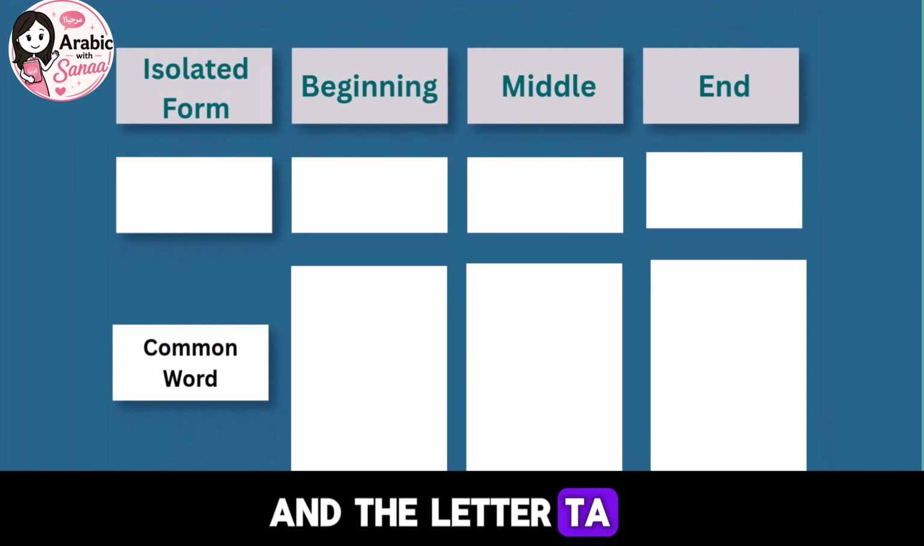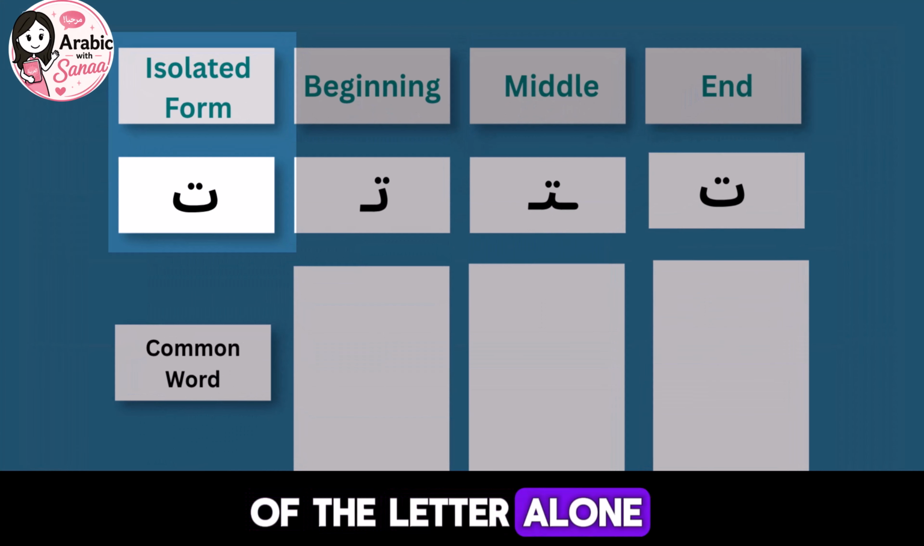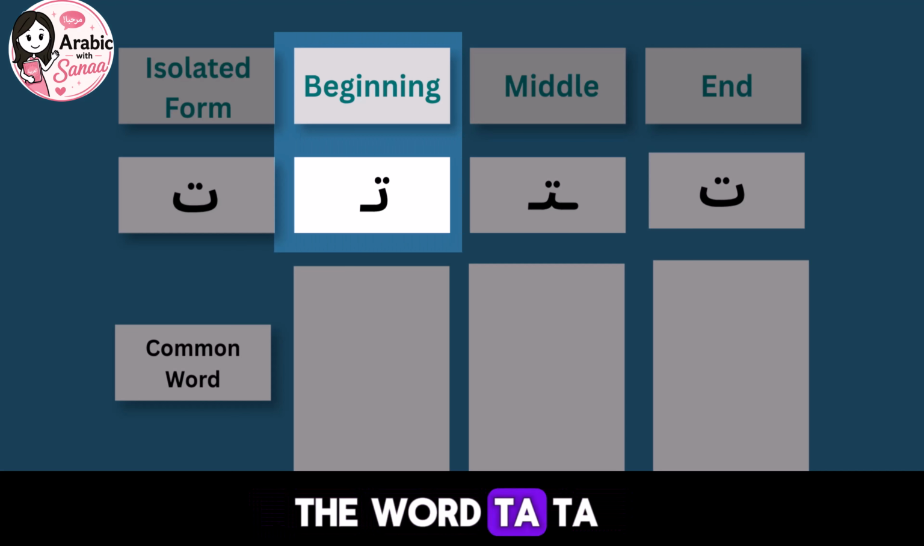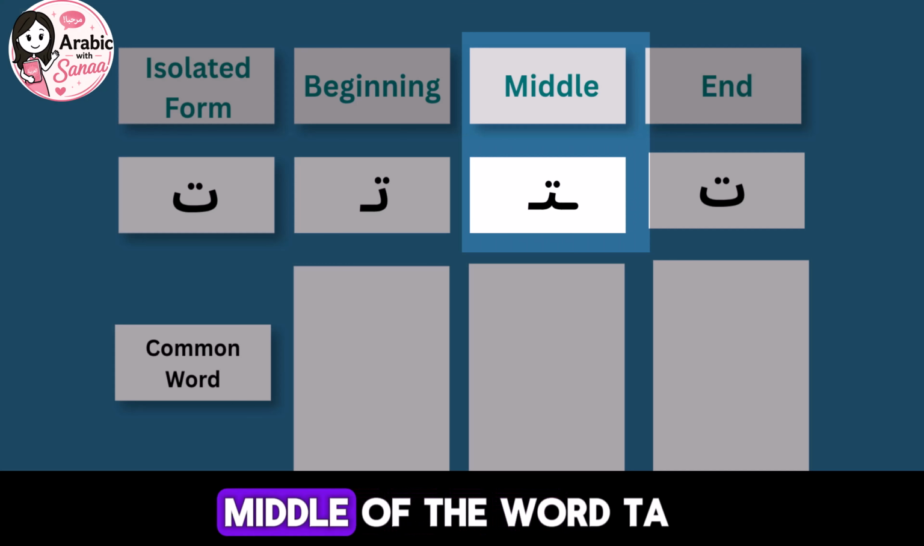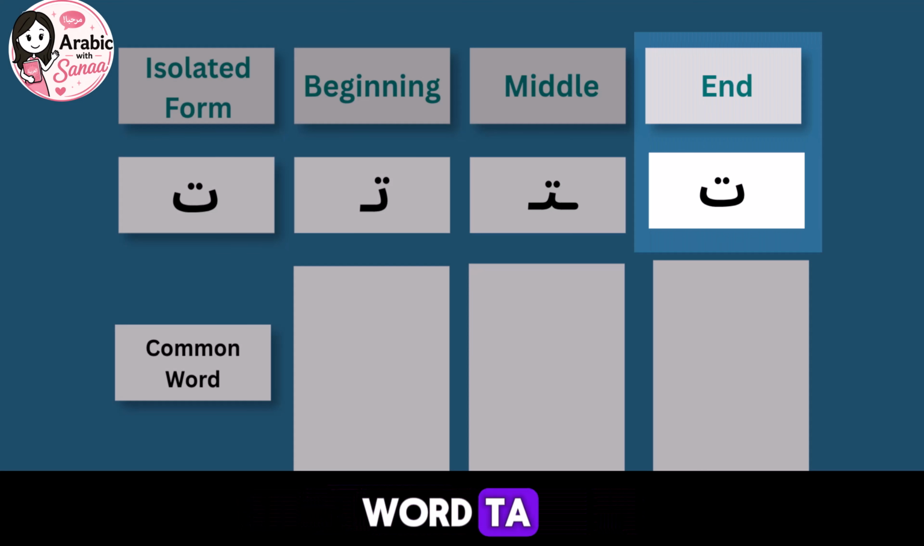And the letter Ta. This is the shape of the letter alone. In the beginning of the word, Ta. In the middle of the word, Ta. And that's the shape at the end of the word, Ta.